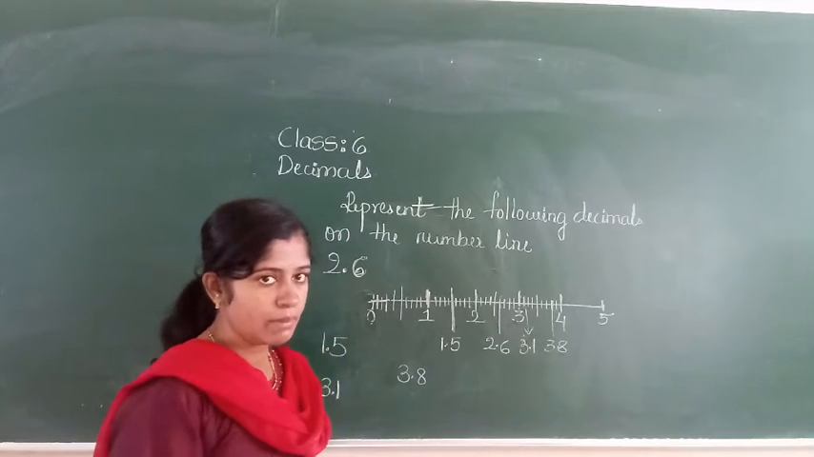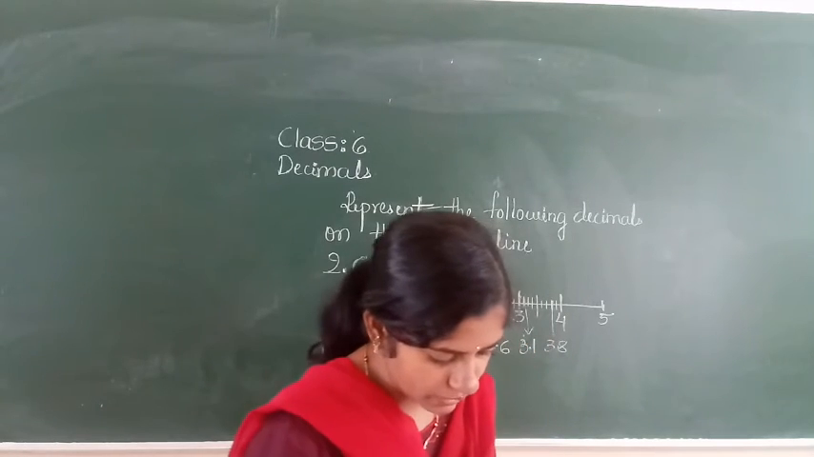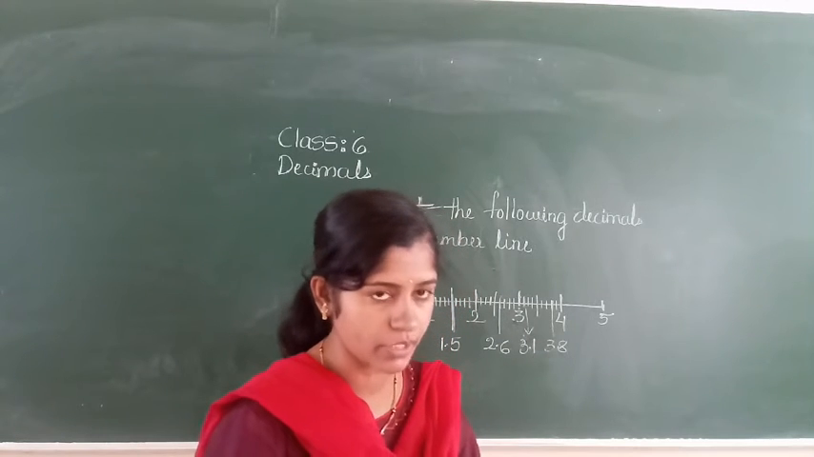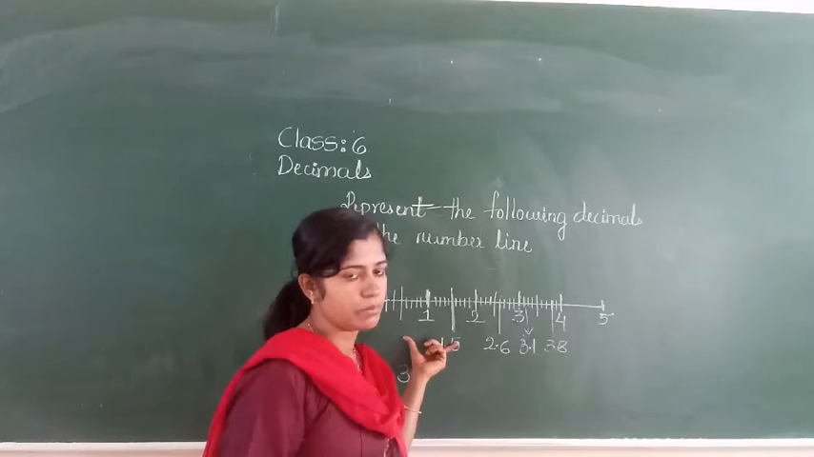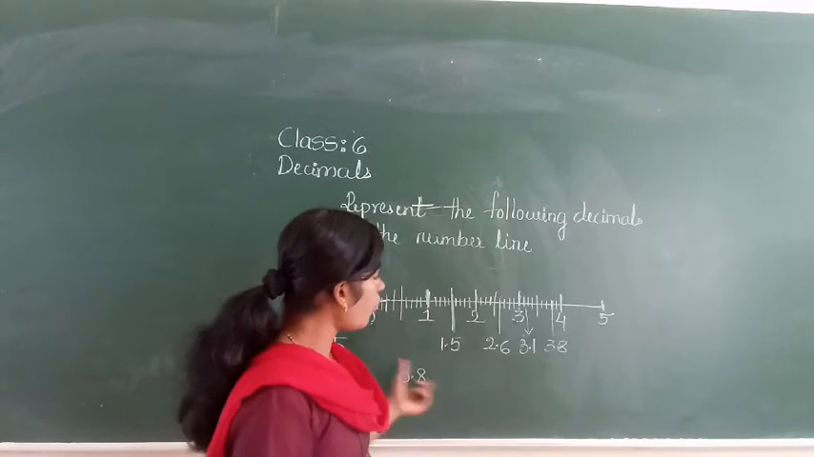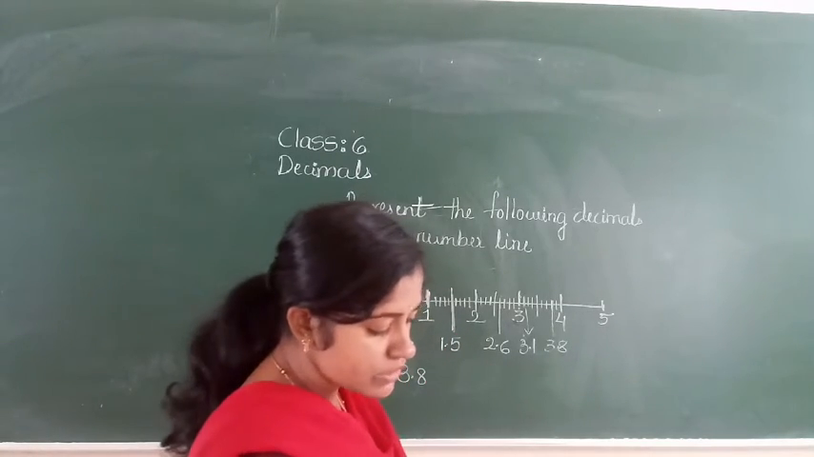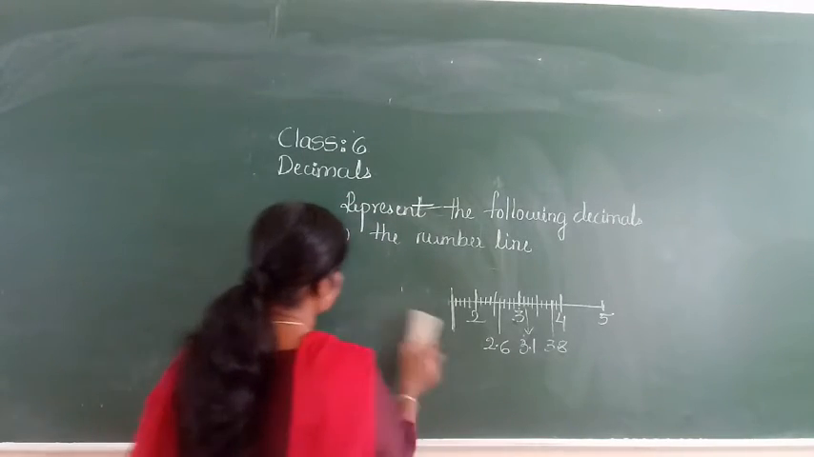But when the question comes, in your textbook page number 81, "Represent the following decimals on the number line" is there. For each example you have to draw a separate number line. Don't solve all together on one number line. For example, here 6.4 is there. I will take the next example here, 6.4.